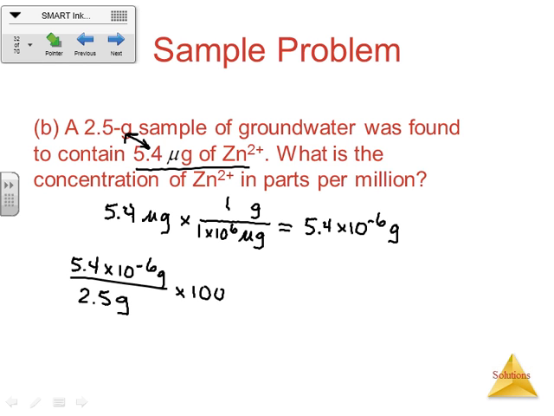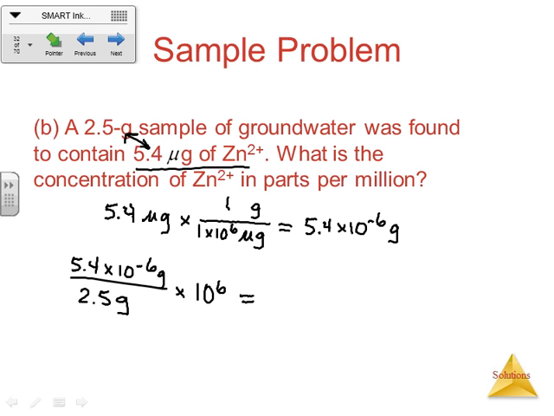Whoops, not times 100. We're doing parts per million here, so we multiply that by 10 to the 6th, okay? So then when you do that, you should get 21.6, I think. Is that what you guys are getting? 2.16. Well, I may be making a lot of mistakes this morning. 5.4 times 10 to the negative 6th divided by 2.5 is giving me 2.16 times 10 to the negative 6th.